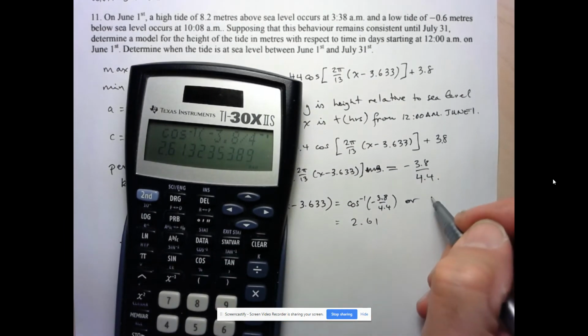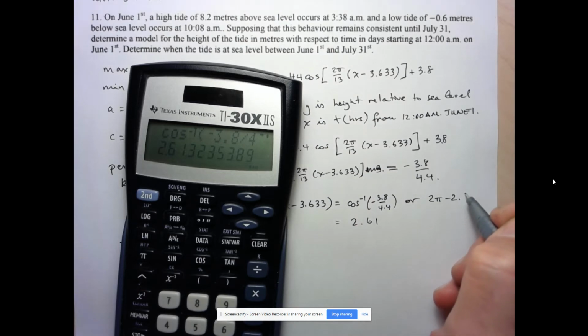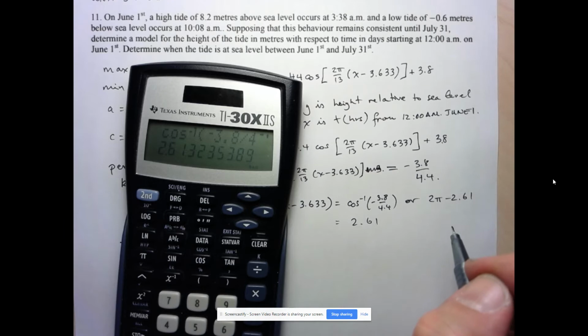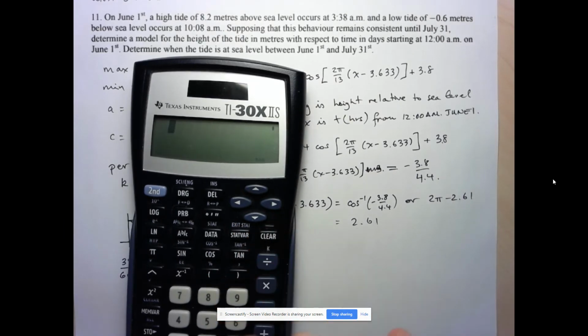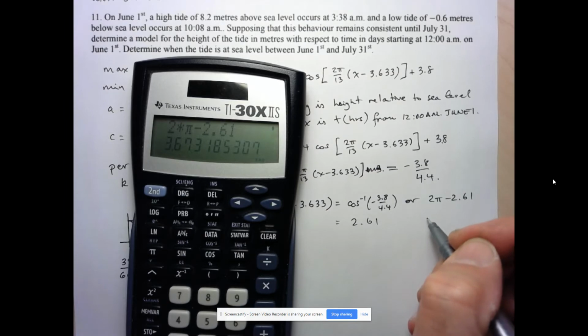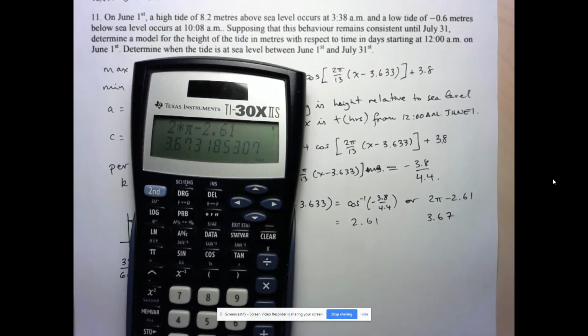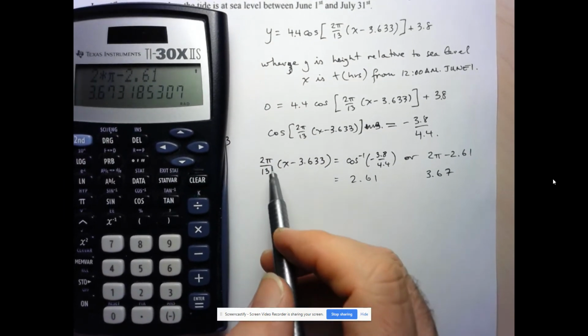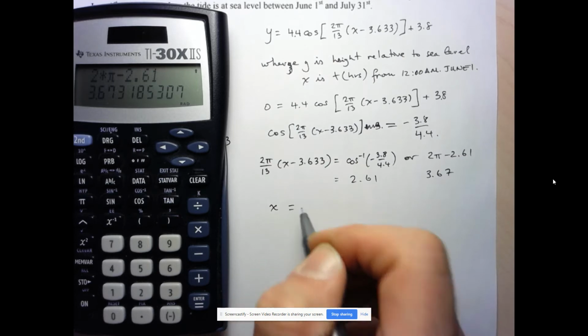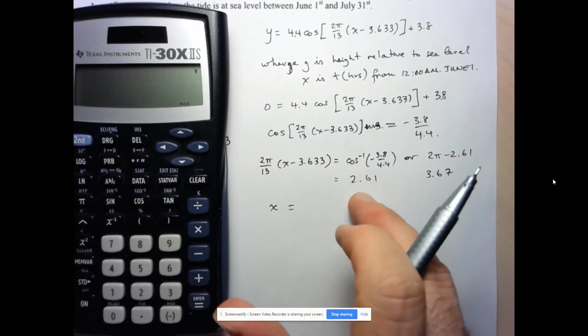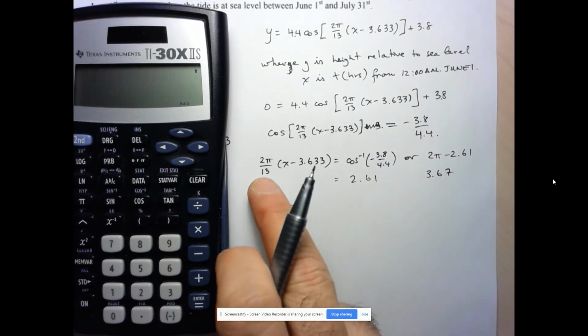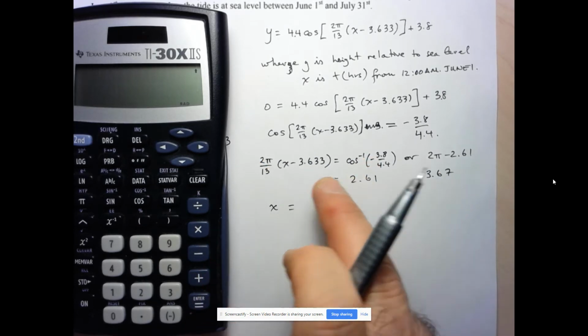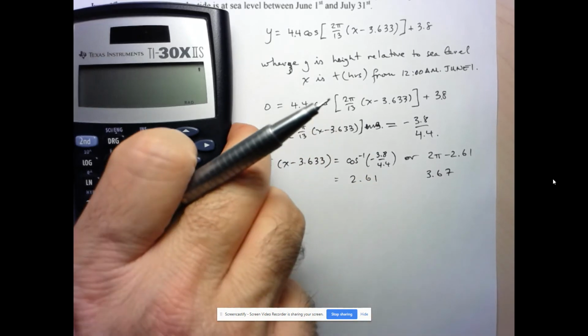Or it's going to be 2 pi minus 2.61. All right, and let's get that here. So 2 times pi minus 2.61 is 3.67. All right, and so now that we have that, we can go to step 3, which is to isolate x. So x is going to be equal to, and let's work with the 2.61 first. So here I'm going to multiply by 13, divide by 2 pi, and then afterwards add 3.633.